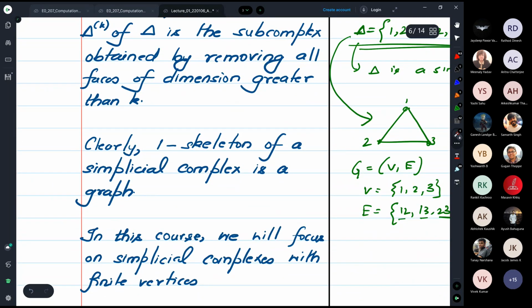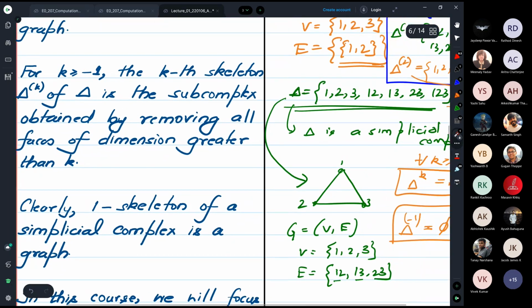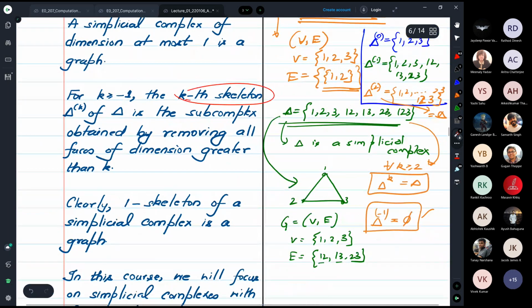Now I have written another word here. I have said that the kth skeleton is the subcomplex obtained by removing all the faces of dimension greater than k. My claim is that however you construct this kth skeleton, the way you construct it is you throw away all faces of dimension greater than k. Whatever is remaining will also be a simplicial complex.